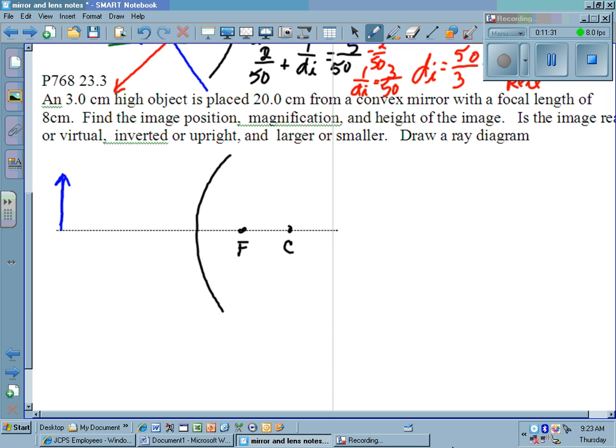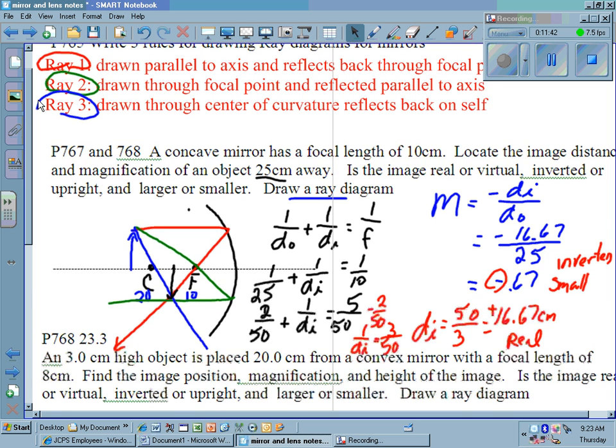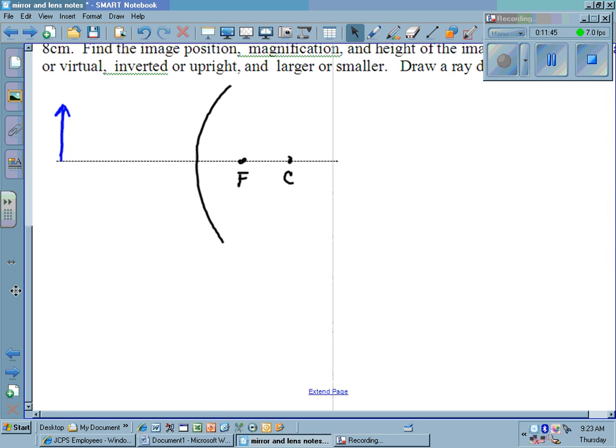So let's follow those same rules as we did before. The first rule says you're going to draw the ray parallel to the axis and it reflects through the focal point. All right. Well, here's the problem with that. If I go parallel to the axis, it reflects through the focal point. So that means when it hits this mirror, it's going to reflect off like this, but you sort of have to use your imagination and follow it back through the focal point. Does that make sense?